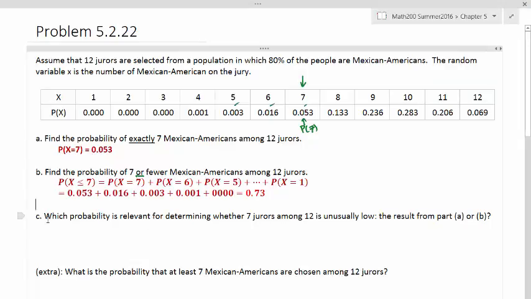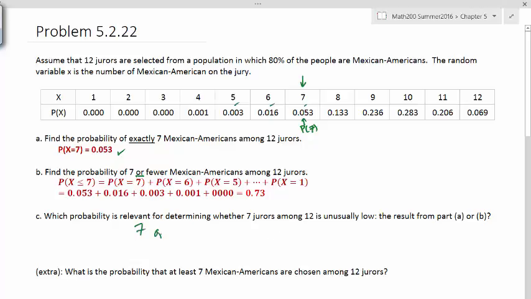Let's take a look at part C. Which probability is relevant for determining whether 7 jurors among 12 is unusually low? Well, looking for exactly 7 jurors is a small probability, but I think what we really want to consider is that 7 or fewer might be a more telling statistic about getting 7 jurors. So let's take a look at 7 or fewer, and that will get us what we want.